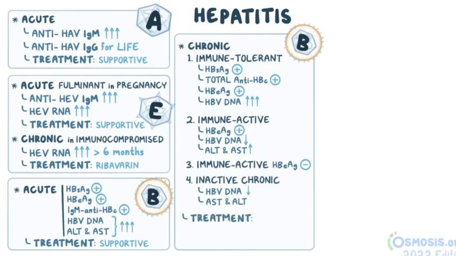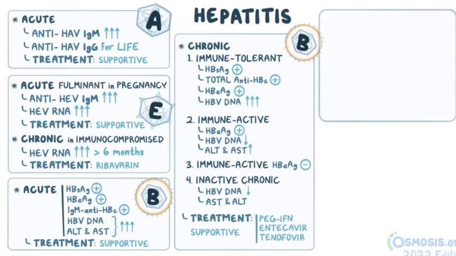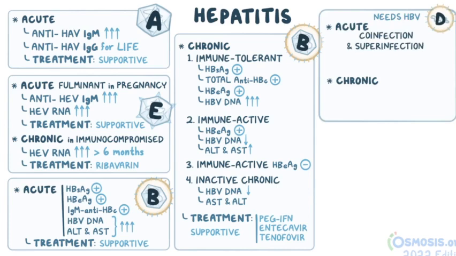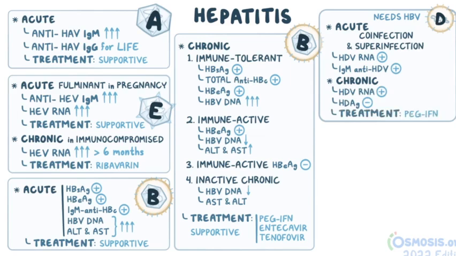Treatment of acute hepatitis B is supportive, while chronic hepatitis B can be treated with PEG-IFN, entecavir, and tenofovir. Hepatitis D can cause acute or chronic hepatitis and needs hepatitis B virus in order to cause an infection. With a co-infection and superinfection, there's positive HDV RNA and IgM anti-HDV antibodies. With chronic hepatitis D, HDV RNA is positive and hepatitis D antigen is negative. Treatment includes PEG-IFN for 12 months.